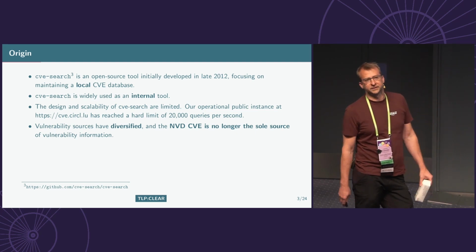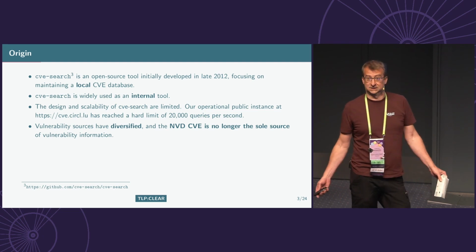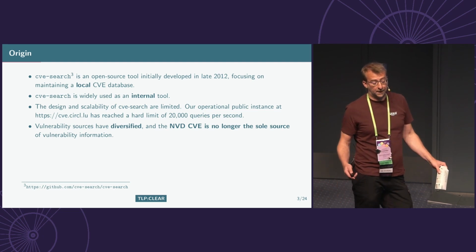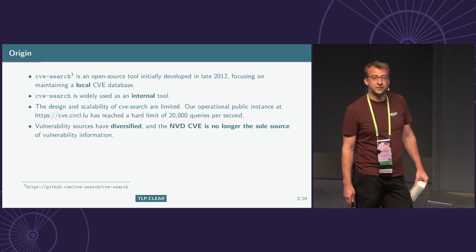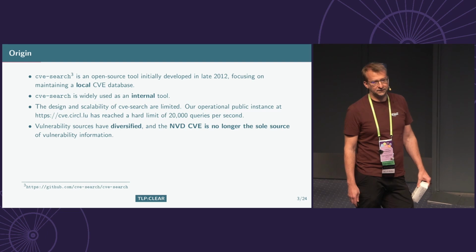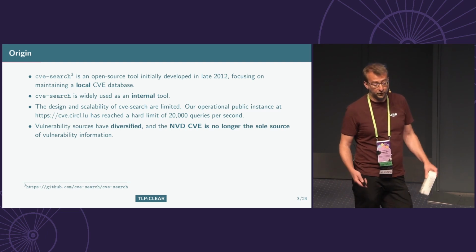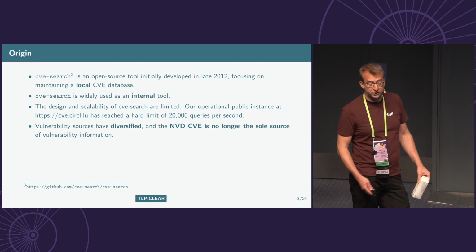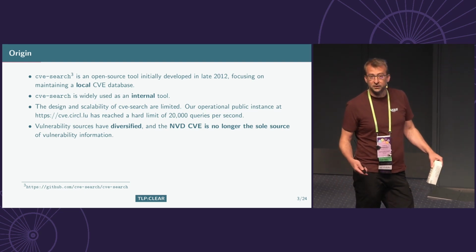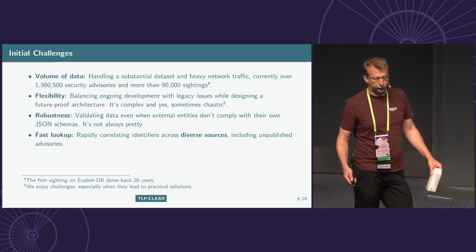But I think the most important thing that we have seen over the past more than 10 years is that vulnerability sources have really diversified. You have many more sources nowadays, and the NVD-CVE source is not the single one. That's why we started Vulnerability-Lookup, which is basically a rewrite of CVE Search to support that.